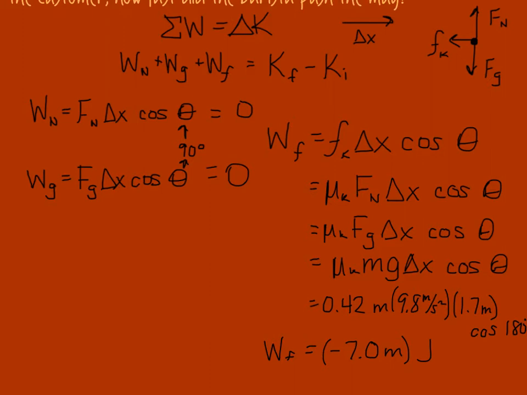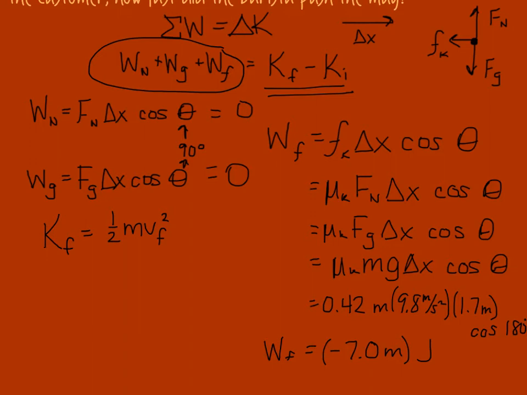Okay, so we now have dealt with the left-hand side of our equation, so we now need to deal with this right-hand side. We know that kinetic energy is equal to 1/2 mv squared. So if I'm dealing with the final kinetic energy, it's 1/2 m v final squared. If I'm dealing with the initial kinetic energy, it would just be v initial.